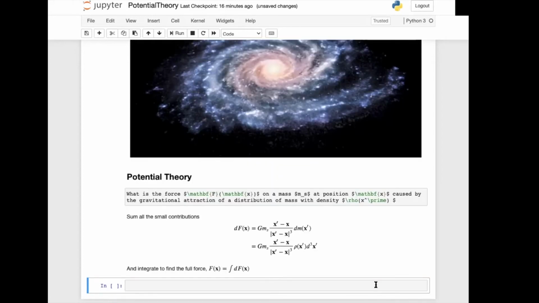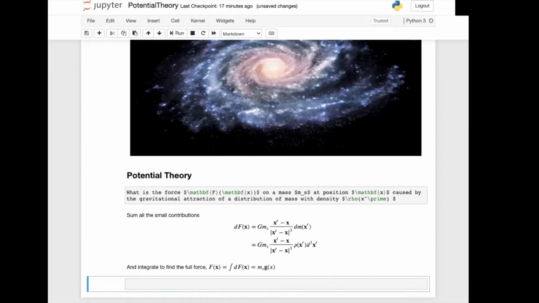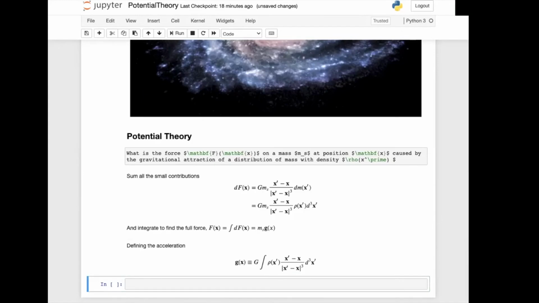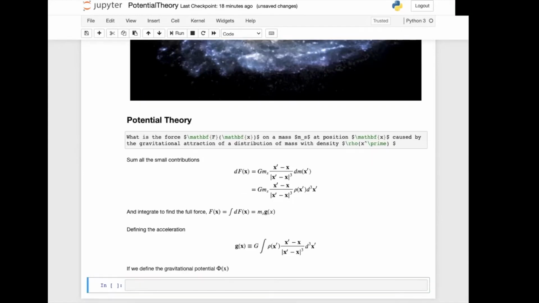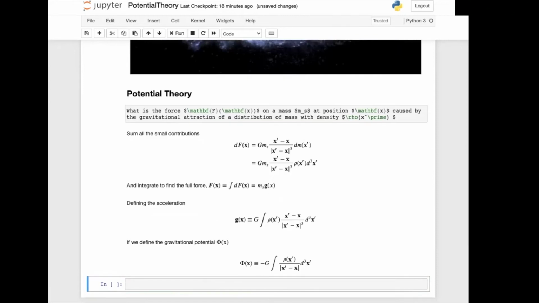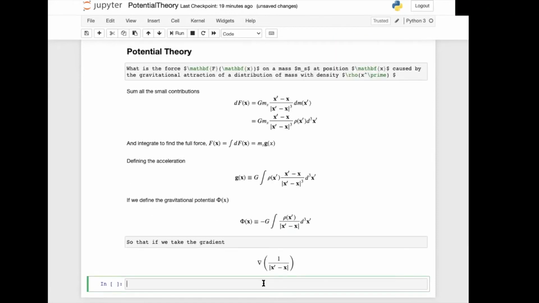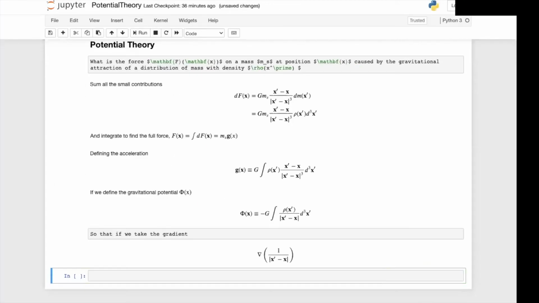We can then integrate these infinitesimals of force to find the full force. And doing that, we can define the gravitational acceleration. And comparing the expressions, then this is the acceleration. We can define also the gravitational potential, given by this expression, so that if we take the gradient of this expression, we find the gravitational acceleration. So for that, let's use SymPy.